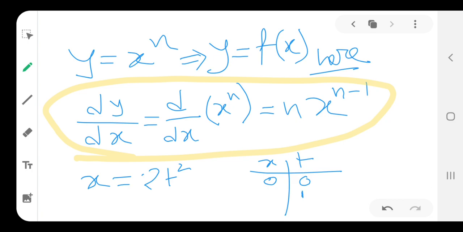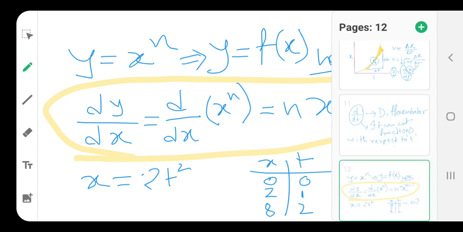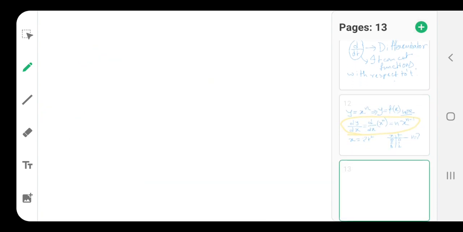When time will be 1, then x will be 2. When time will be 2, so it will be 2 square, means 4, into 2 is 8, okay. So x will be 8, like that it will vary. But I want to find what will be v. Fine, okay. So let me create a new page, okay.